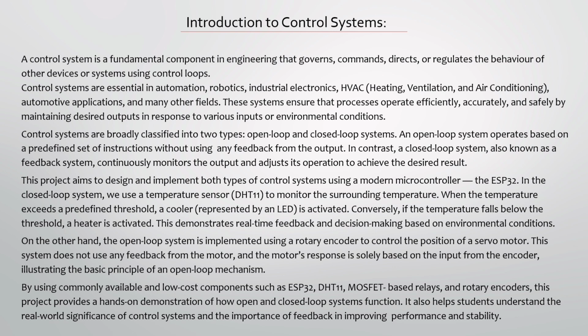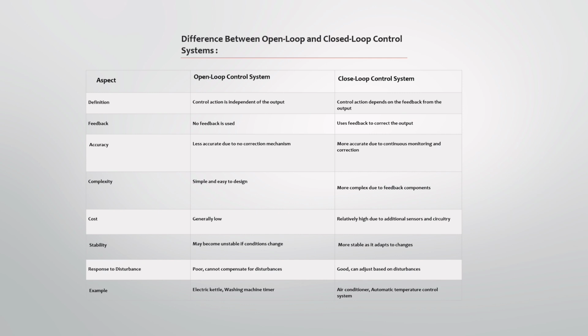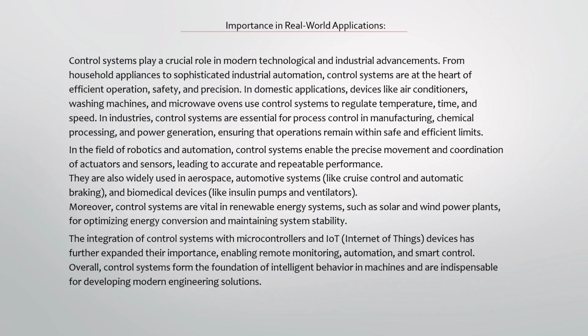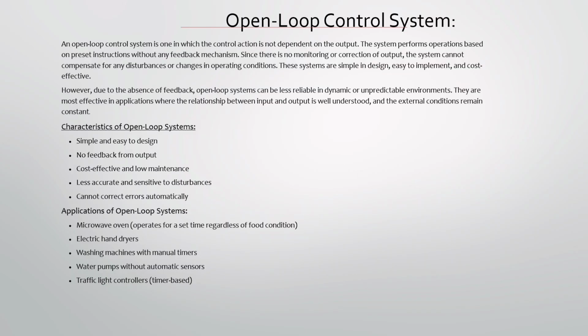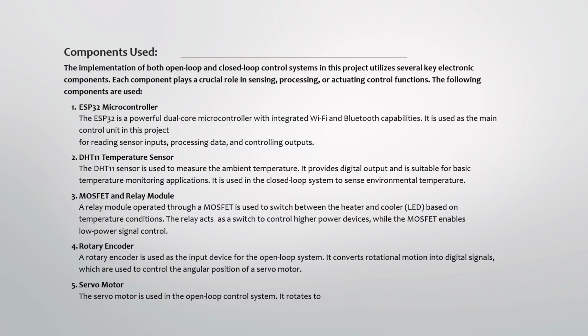Now, what are control systems? A control system is a system that manages, directs, or regulates other systems using control loops. It is the core of automation, from industrial robots to smart appliances. They are divided into mainly two types: open loop, where there is no feedback, and closed loop, which adjusts in real time based on sensor data.